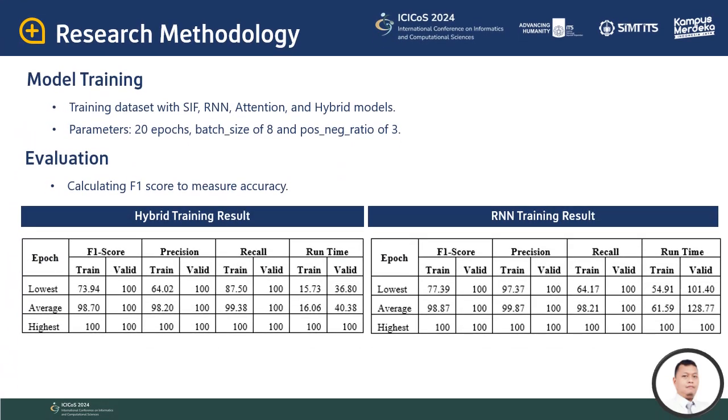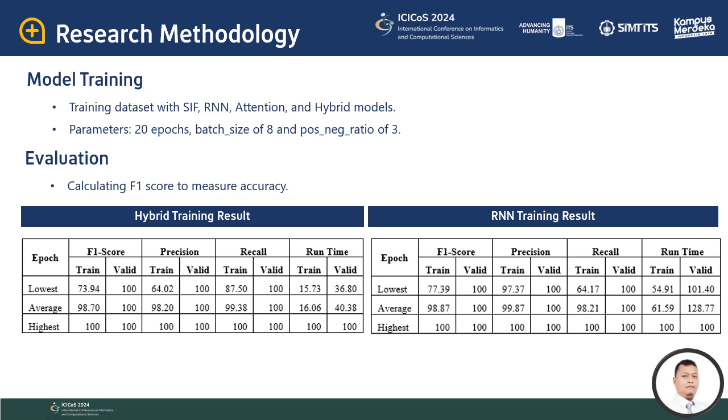We trained the dataset using four models: SIFT, RNN, attention, and hybrid. Based on a study by Islamia et al., the optimal outcome for sample positioning in undersampling was observed at a negative to positive ratio of 3 to 1. Therefore, we used a pos-neg ratio of 3 over 20 epochs and a batch size of 8 to train our models. For evaluation, we calculate the F1 score to measure the accuracy of each model.